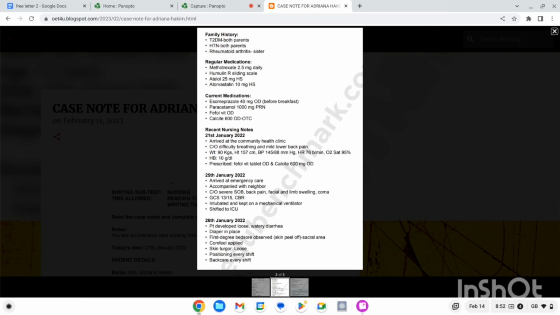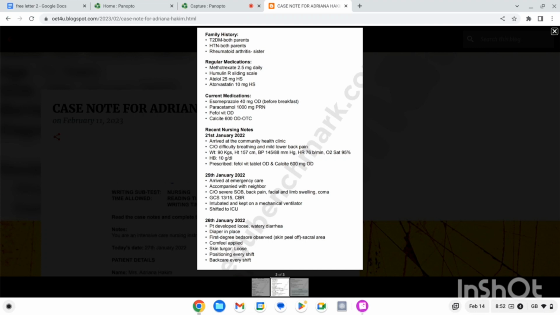Okay, so again, on 25th January, the patient came to the hospital in the emergency care accompanied by a neighbor, with severe shortness of breath, back pain, facial and limb swelling, coma. Okay, GCS was 13 out of 15, intubated and kept on a mechanical ventilator, shifted to ICU. So on the 25th the patient was admitted and shifted to ICU on that same day.